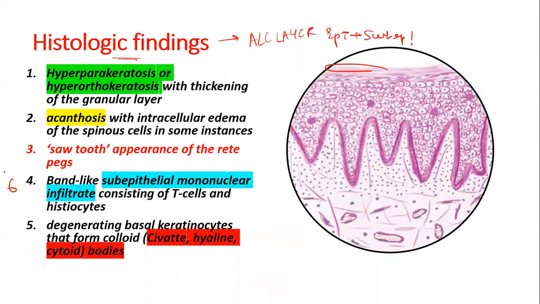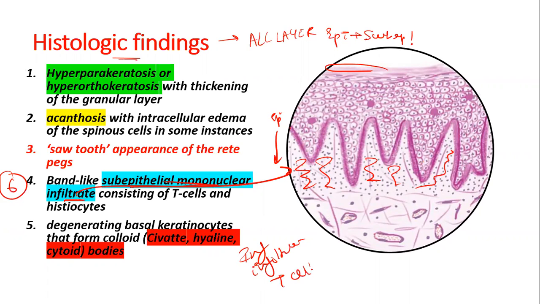The final point is band-like subepithelial mononuclear infiltrate. So subepithelial means below the epithelium, you have a heavy band of inflammatory infiltrate. And this inflammatory infiltrate is composed of T cells and histiocytes.